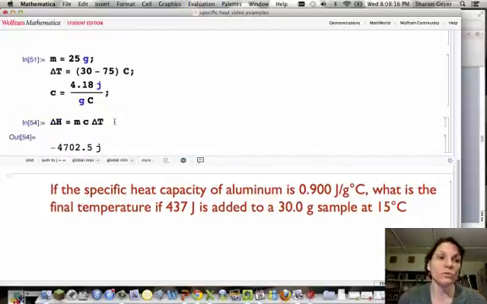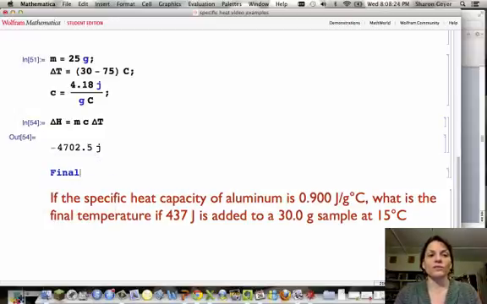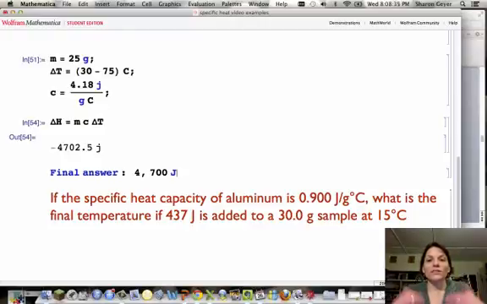We have to remove 4,702 joules. Well, we should round that to correct significant digits. Our final answer, 4,700 joules, or 4.7 kilojoules. Okay, it's not that hard. Just think about your substance, think about the variables that you have, and plug them in. The only tricky part is if you have to break down delta T into final minus initial. I'll leave the last one for you to try on your own.